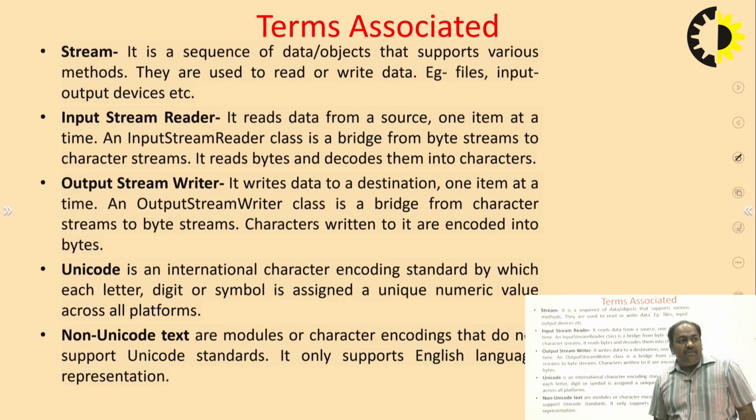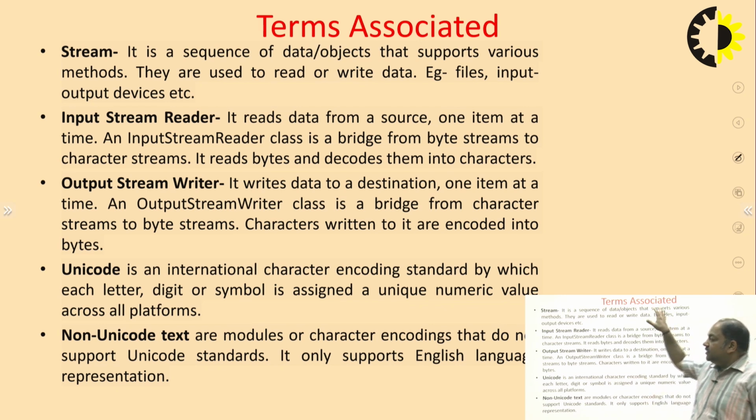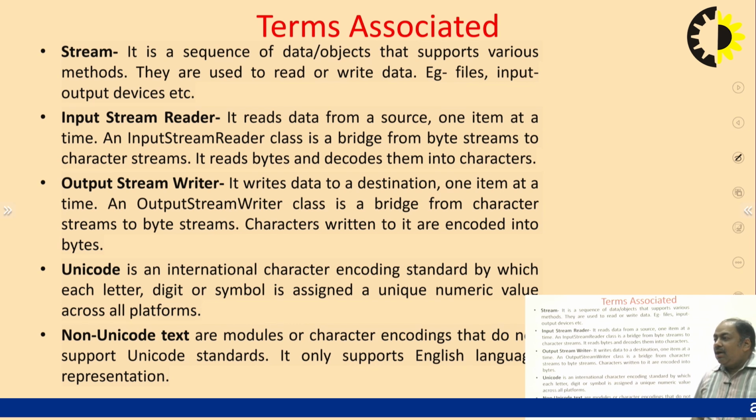The terms associated, first is stream. A stream is a sequence of data objects that supports various methods, such as read and write, and these streams work on files, for the input devices and for the output devices. Let us understand by using an example how these streams work. By using a Java application, I want to print using a printer. So all these stream classes will help me to print the document using a Java application.